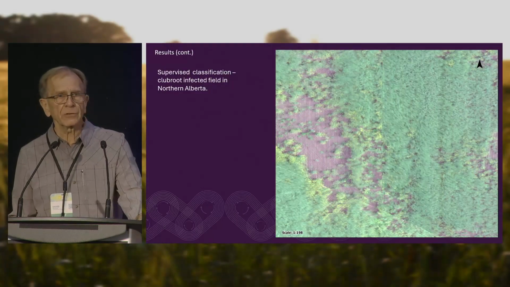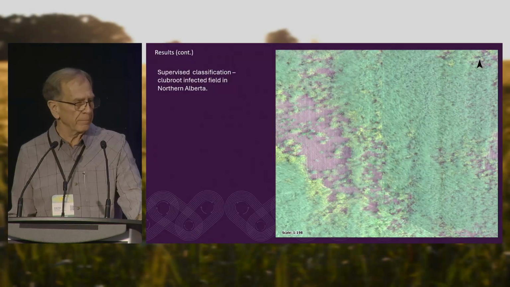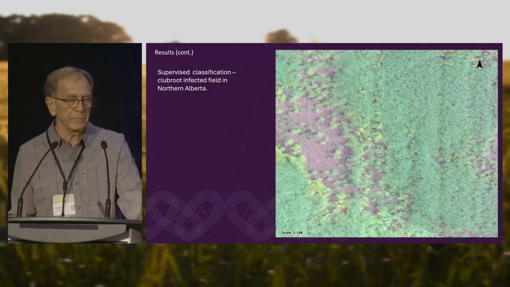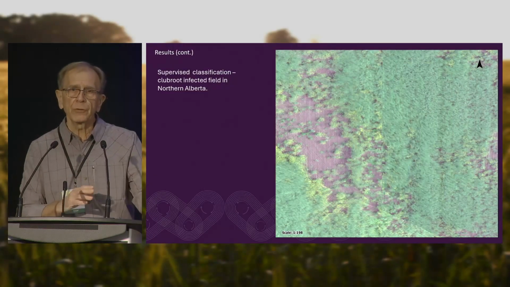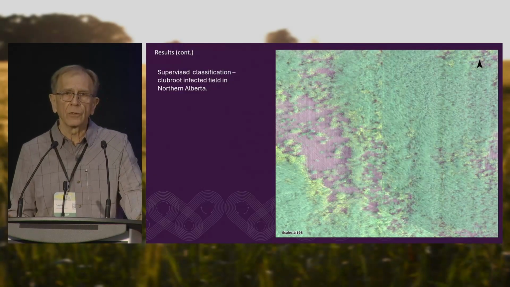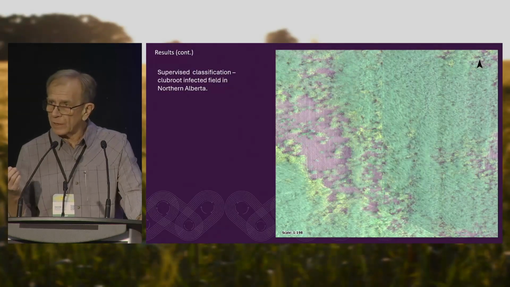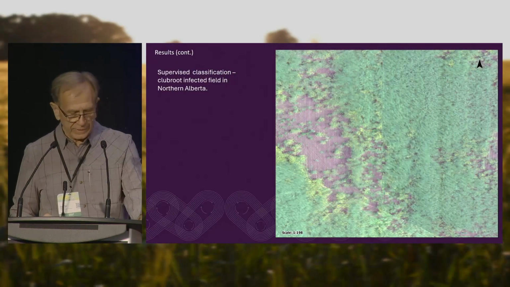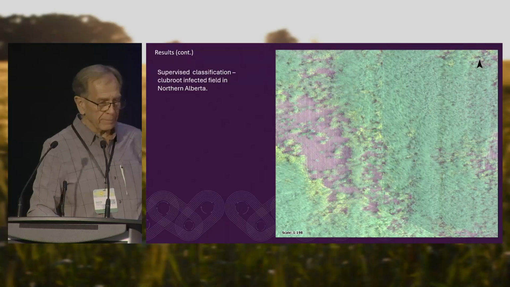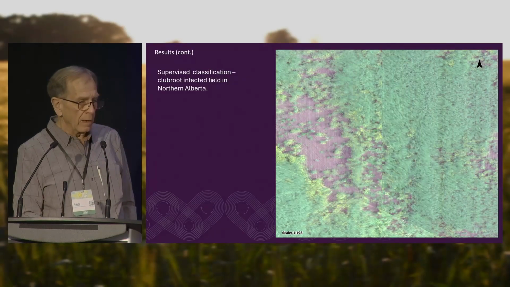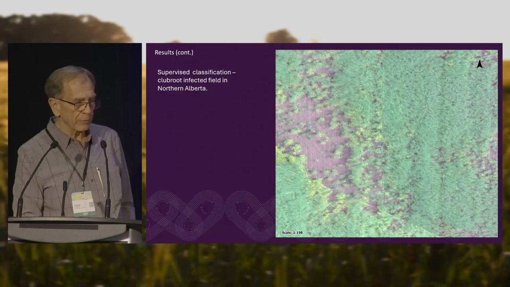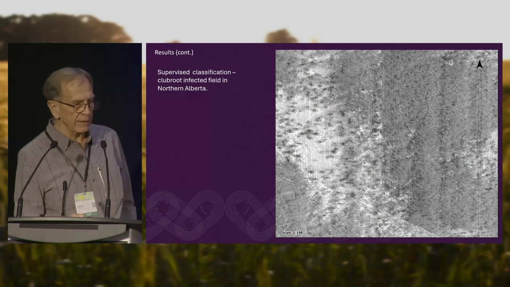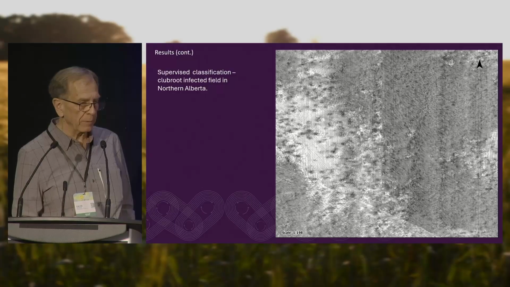This is a hyperspectral image of a field in northern Alberta. You can see there's some areas there where there's some dead patches. We knew that this field had clubroot, so it's not a surprise, but we want to see if our model picks it up, right? So you can see that area there that's a little bit bare. I removed the RGB, the red, green, blue portion of this image, so that we could see better what happens when we apply our model.